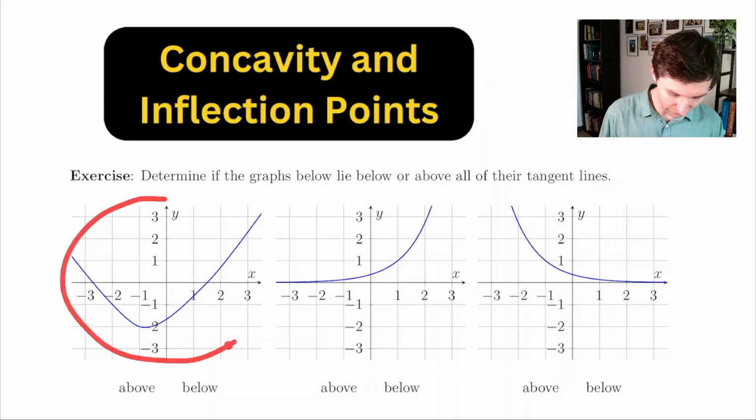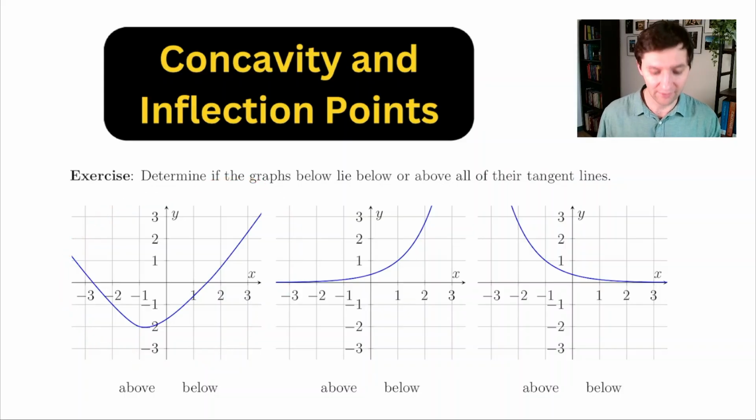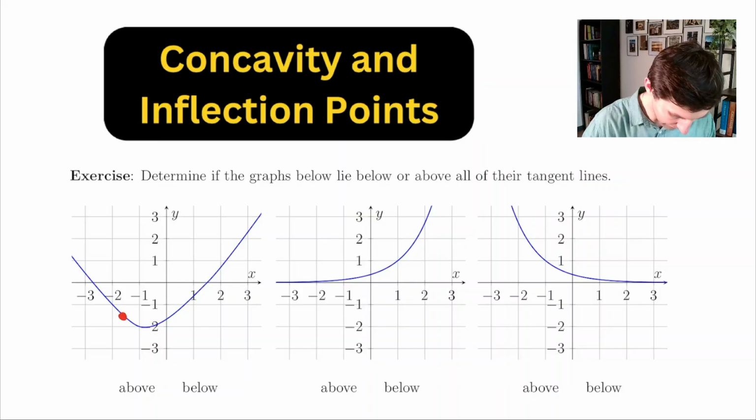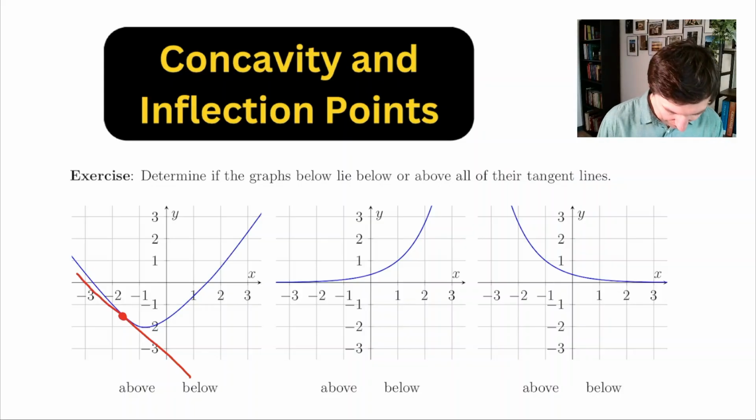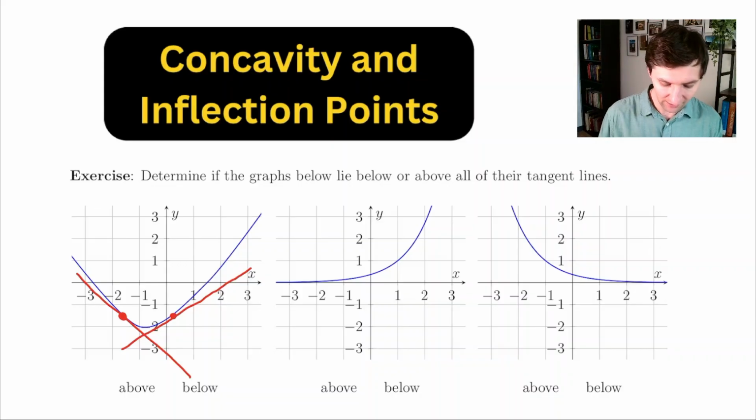In the first example, no matter where I draw a tangent line, that tangent line will be below the graph of the function. The graph will be above the tangent line. Let me show you. If I draw a tangent line right here, this is how the tangent line will look. It is below the graph of the function. The graph of the function is above that tangent line. If I draw a different tangent line, the same thing will happen. The tangent line is below the graph of the function, which means that the function is above all of its tangent lines.